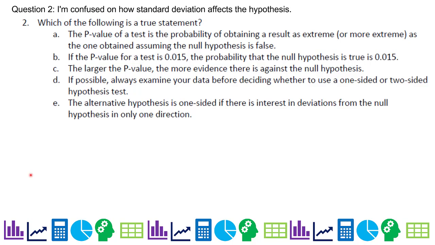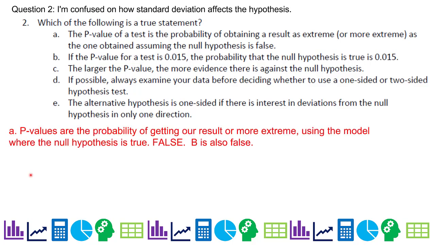Number 2, which of the following is a true statement? The p-value of a test is the probability of obtaining a result as extreme or more extreme as the one obtained, assuming the null hypothesis is false. So the p-value is probability of obtaining a result. A is so close to being right. If it said the null hypothesis is true, A would be a true statement. All right, so that is what the p-value is.